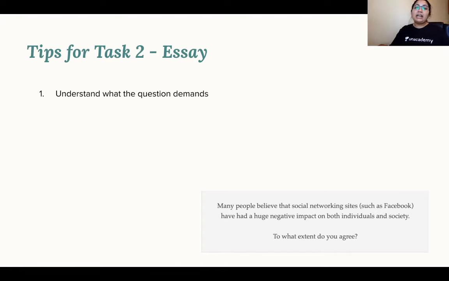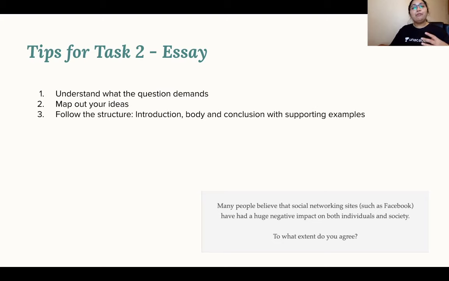Now, like I said again, for your letter writing, I want you to understand what the question demands. What's the aim and purpose of writing this essay? Understand that. Map out your ideas. Spend again 3 to 5 minutes to write your points, lay out your points. Follow the structure again, introduction, body, conclusion, because that is going to give you marks, scores for your coherence, because you have to organize them and not just write randomly with supporting examples.